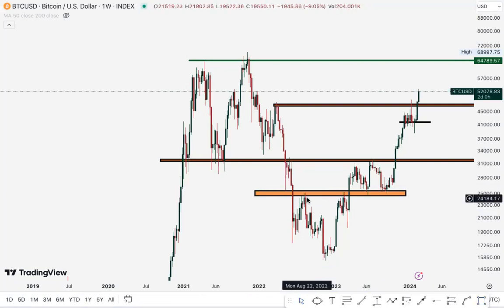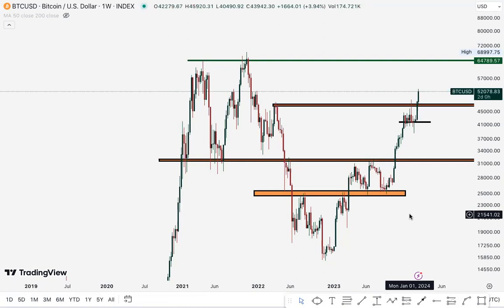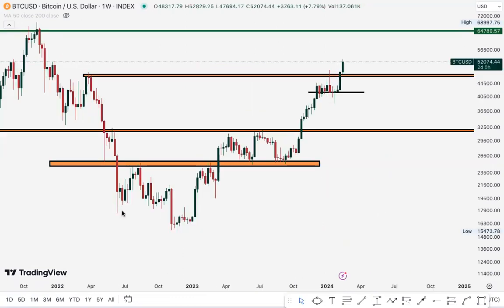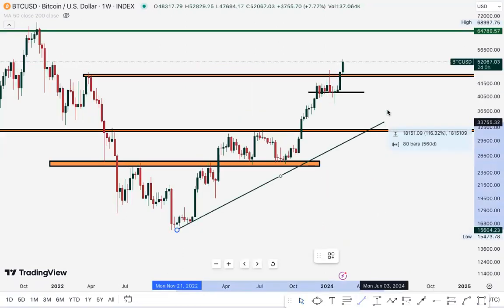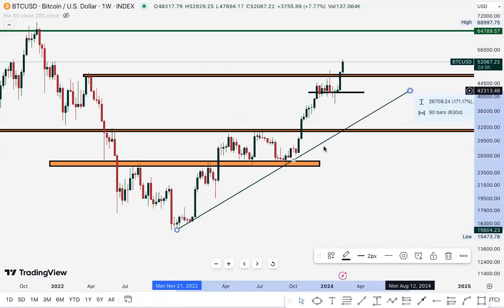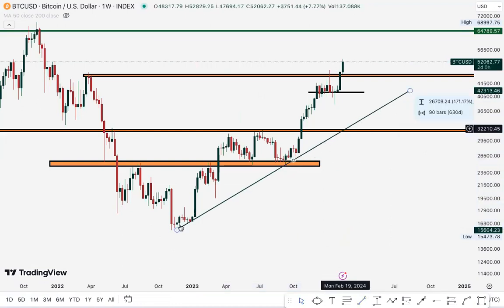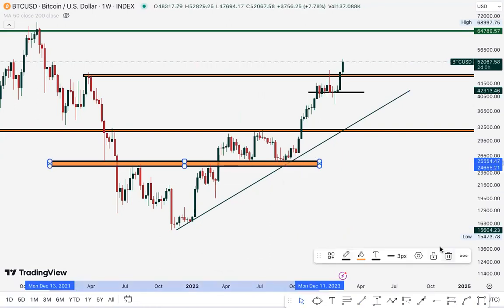The neckline was broken and retested, and then I was actually banking on something like this, since we have a trend line coming on here. So I was banking on something that would send BTC back down for a third touch of the trend line. However, that didn't happen. Instead, we got here, and then we decided to reverse.